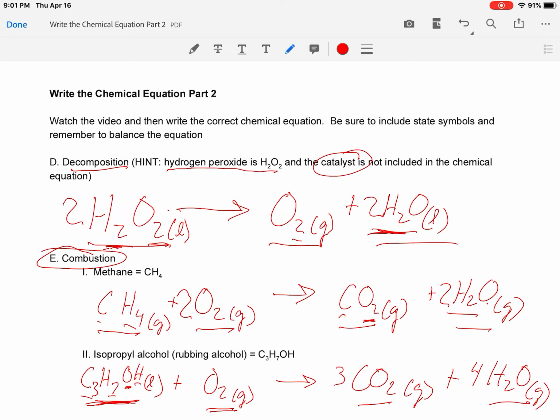Okay? Now let's count up the oxygens here. I've got 3 times 2 is 6 oxygens, plus 4 times 1 is 4 more. So that's a total of 10 oxygens on the product side. But here's the problem. I can't get to 10 oxygens over here unless I start changing numbers here a little bit. In other words, if I put a 5 here to give me 10 oxygen, whoops, I got another one there, so that's 11. So that's not going to work.